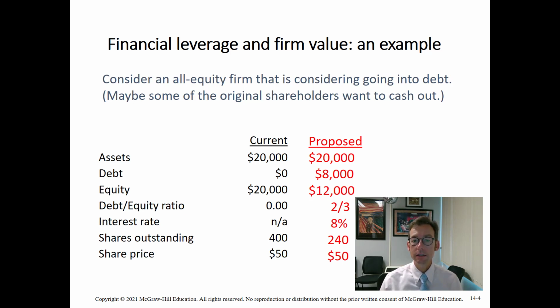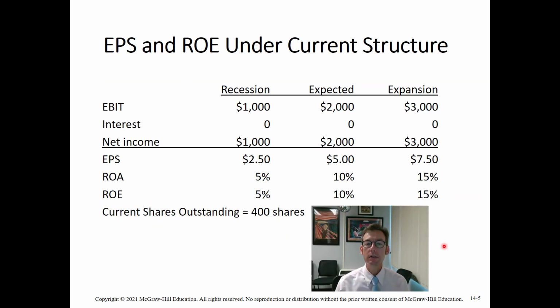Now, how do we get that number? Do you remember that $12,000 in equity? Divide that by $50 per share, and that will give you your 240 shares outstanding after we take on debt. So let's talk about the earnings per share and the return on equity under the current structure.